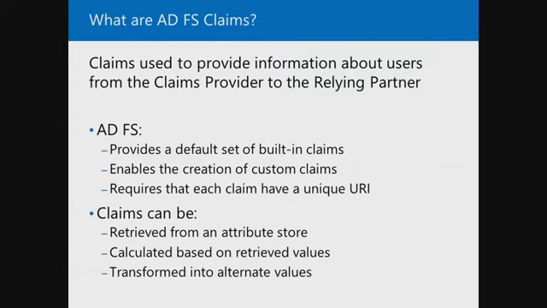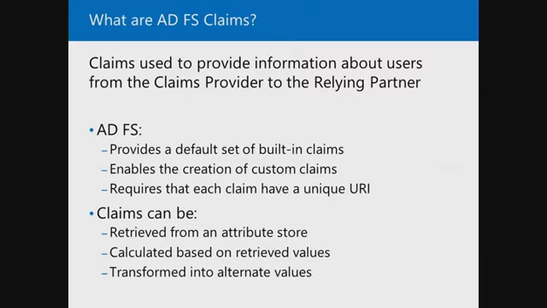Now with ADFS claims, it gives you a built-in set of claims that you can use. It allows you to create custom claims specific to your web service. However, each claim has to have its own unique URI, which is Universal Resource... of course, I'm blanking on the acronym now. Universal Resource Identifier. Basically, each claim has to have its own unique identifier. That is stored inside the catalog, which is called UDDI, which is published by the application provider that's requesting these different services.